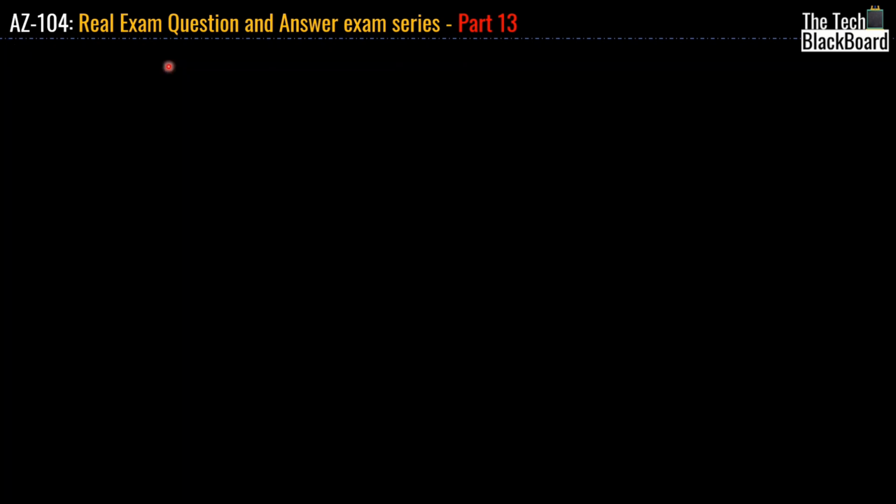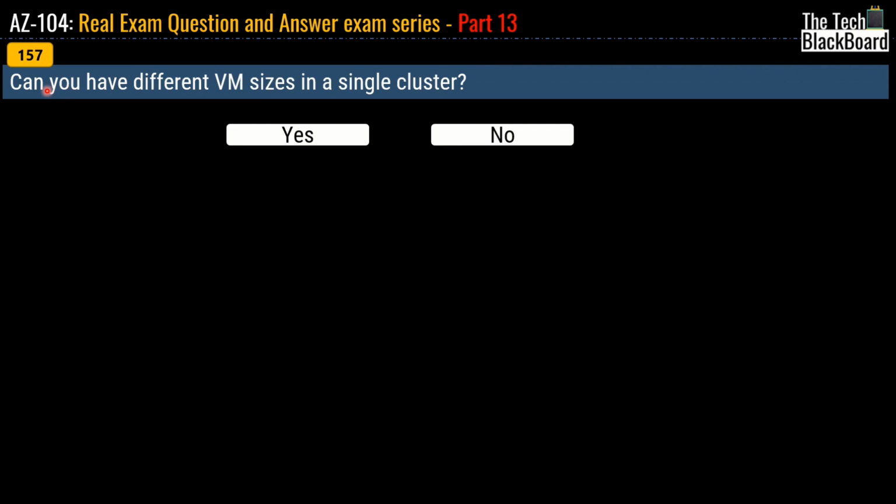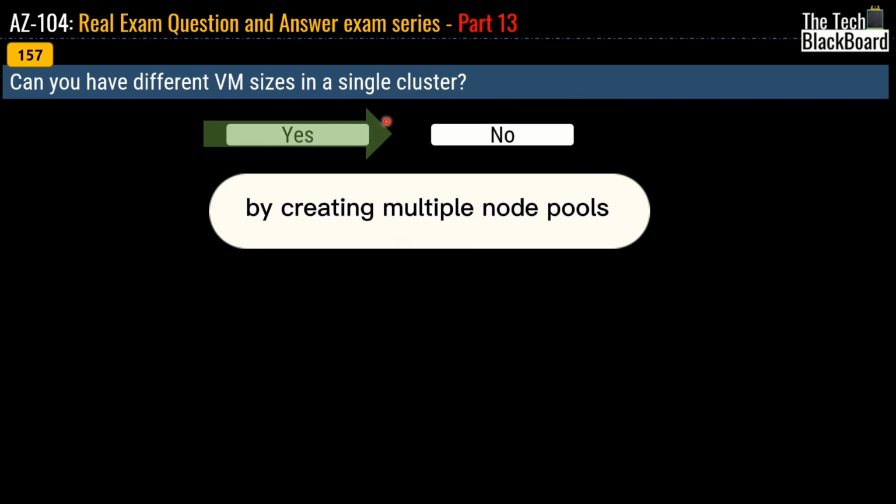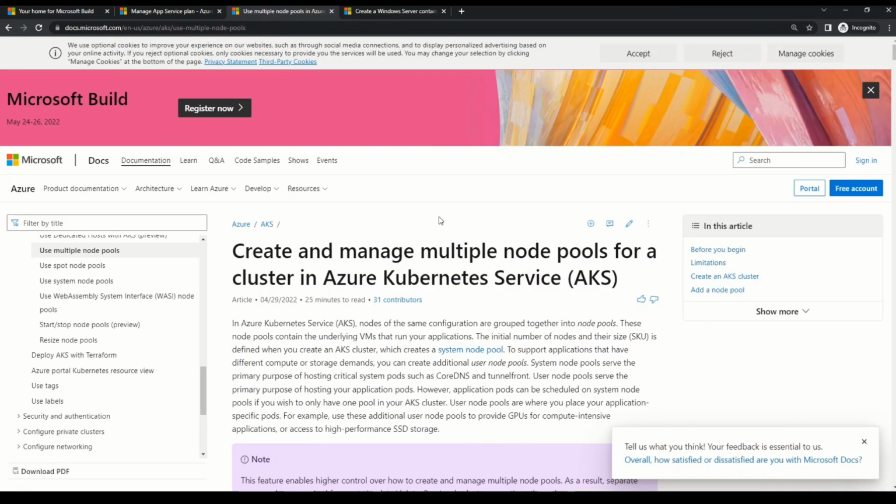Now let's check out some questions on Azure Kubernetes. Question number 157 says, can you have different virtual machines in a single cluster? And the answer for the same is yes. You can surely use different Azure virtual machine sizes in your AKS cluster by creating multiple node pools. If you are interested to know how to create and manage multiple node pools for a cluster in Azure Kubernetes Service, then this is a very good Microsoft documentation.